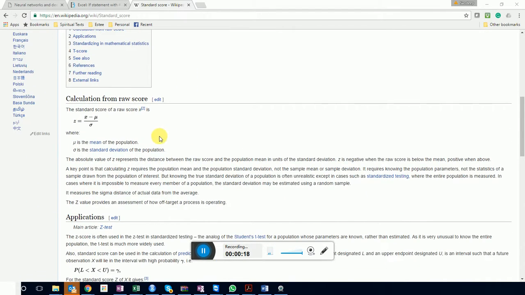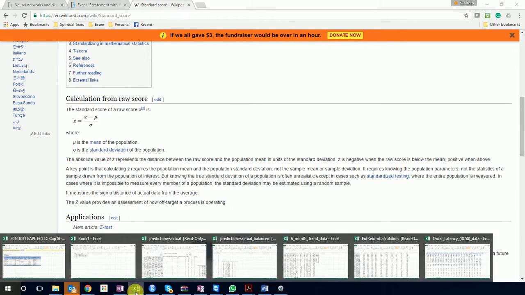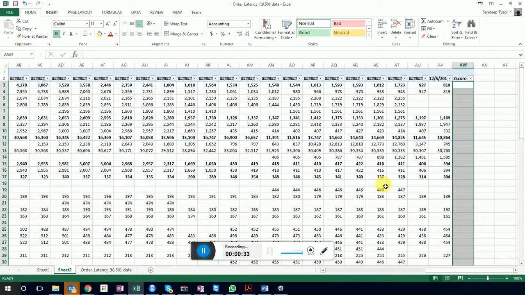As you can see, the formula for it is: take the number, subtract from it the mean of all the numbers you're trying to compare it to, and normalize it with standard deviation. Let me show you a number for business application.